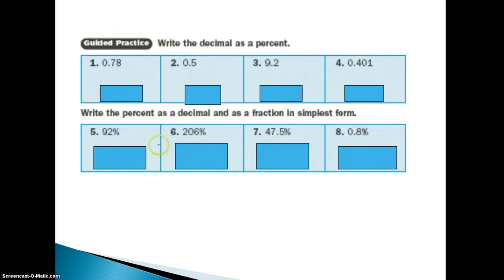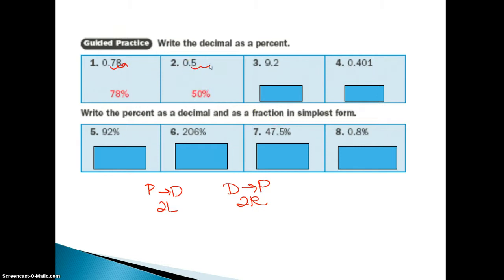Please try 1 through 8. Remember, if you're going from a percent to a decimal, it's 2 places to the left. Decimal to percent, it's 2 places to the right. Number 1, you want to make it a percent. So we're going to move 2 places to the right, 78%. Number 2 is 50%. Number 3, add that 0, and you have 920%.